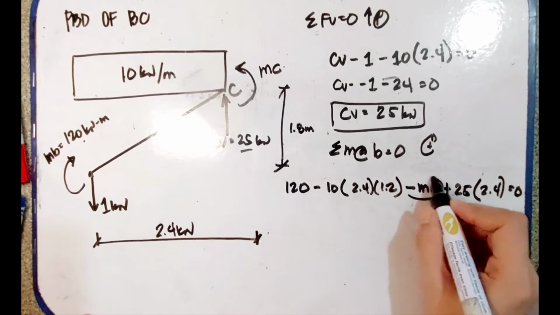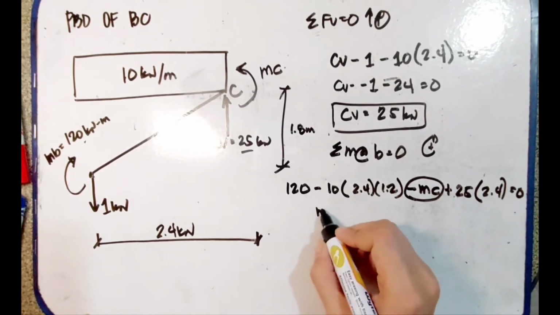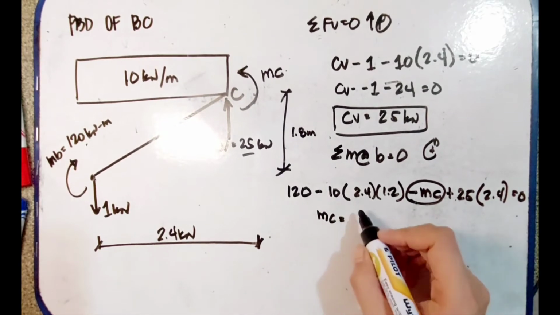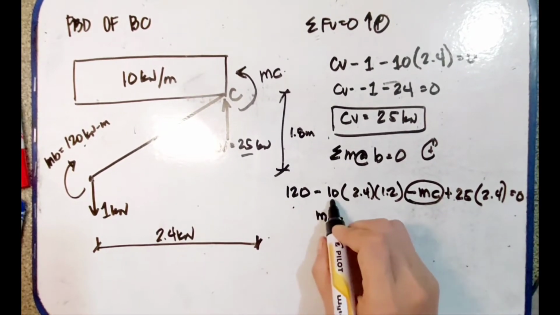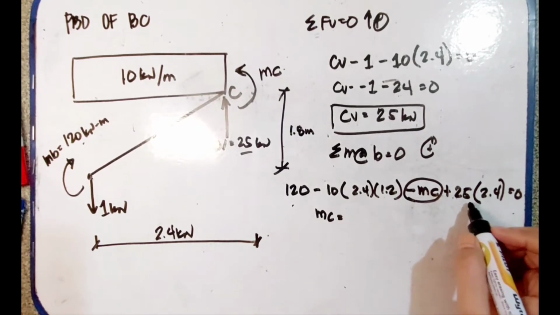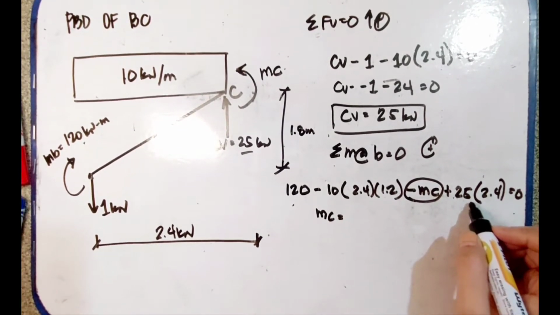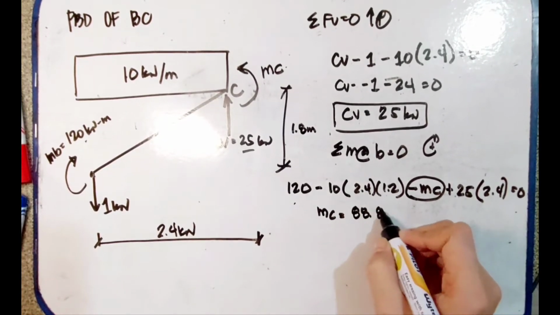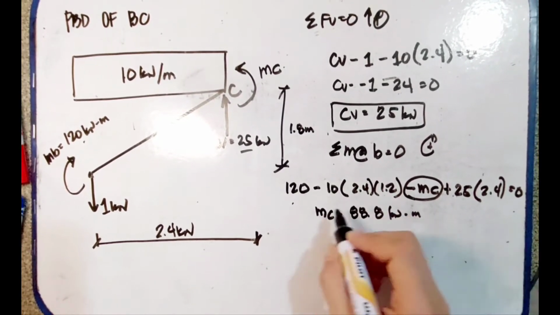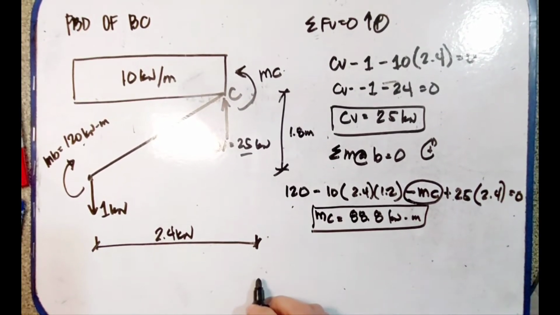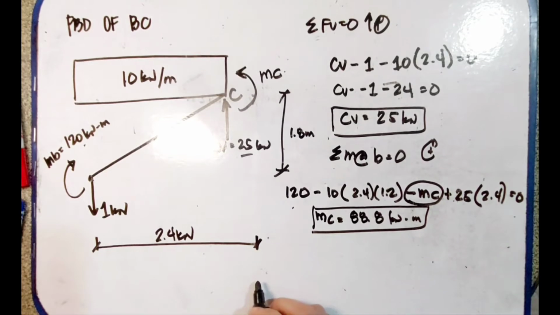So, ito, pwede natin ilipat sa kabila to make it positive. This is equivalent to 120 minus 10 times 2.4 times 1.2 plus 25 times 2.4. So, that is 88.8 kilonewton meter. Okay. Next is the free body diagram of CD.